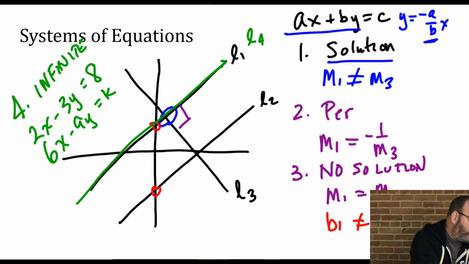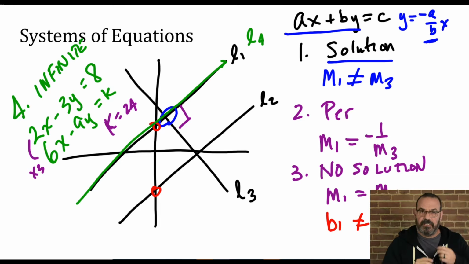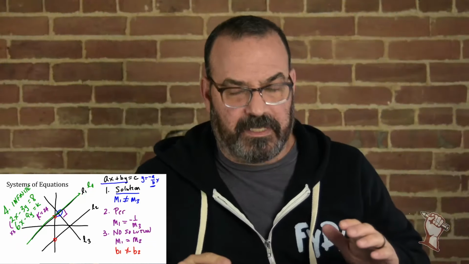They're the same line. The bottom line is the top line multiplied by 3. 2 times 3 is 6. 3 times negative 3 is negative 9. 3 times 8 is 24. K equals 24. System of equations in standard form 100% of the time.